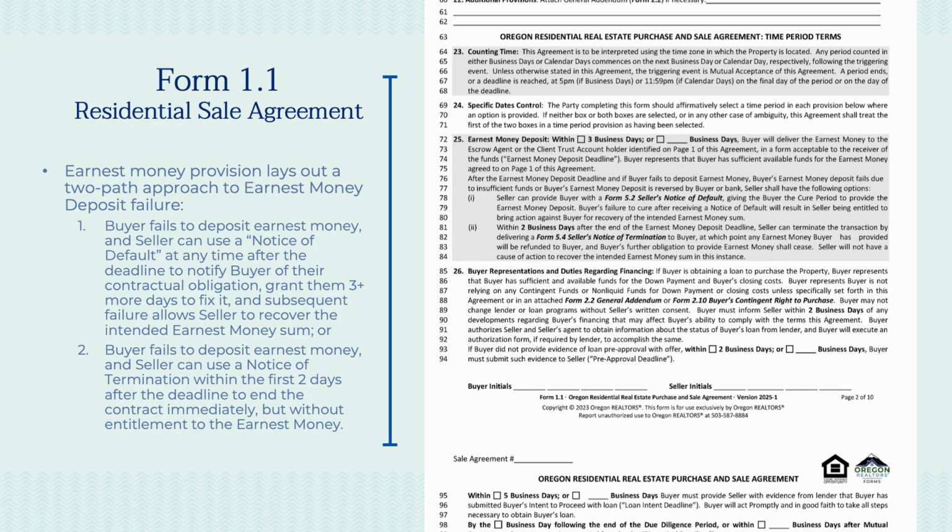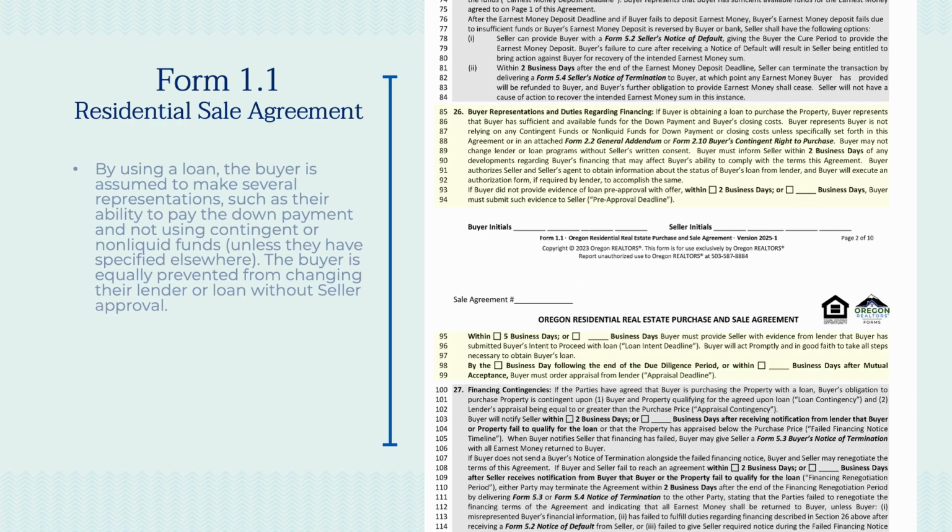The next section is buyer's representations regarding financing. This section essentially only applies if the buyer is using a loan, and it lays out several things that we assume the buyer is going to do. We assume that they will be able to pay the down payment. We assume that they're not using contingent or non-liquid funds unless they've specified that earlier in the contract. If the buyer is selling famous art, and that's the way they're going to finance this transaction, or selling their cryptocurrency, and that's how they'll finance this transaction, the buyer should have told the seller at this point.